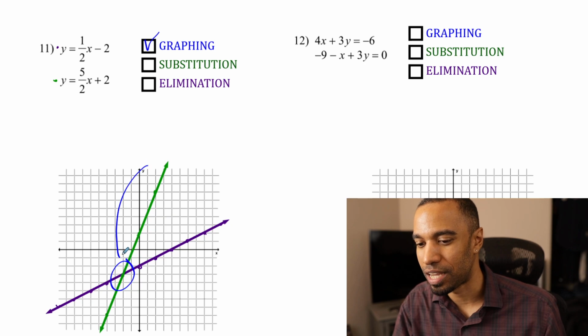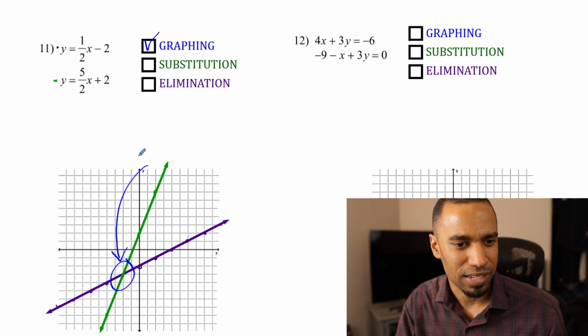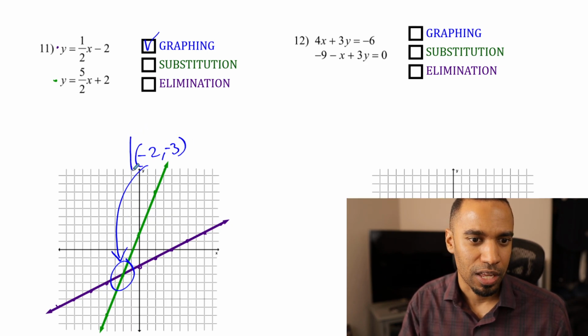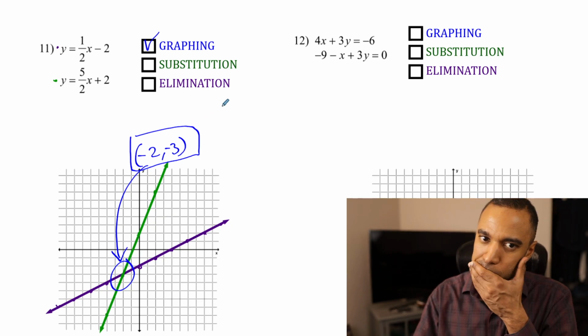All right, these seem to intersect over at this point right here, which looks like it's negative 2 comma negative 3 right there. That's my solving there by graphing.